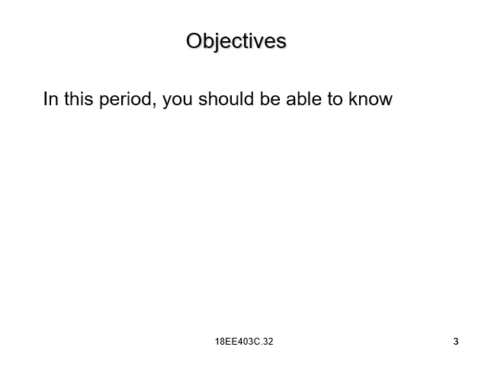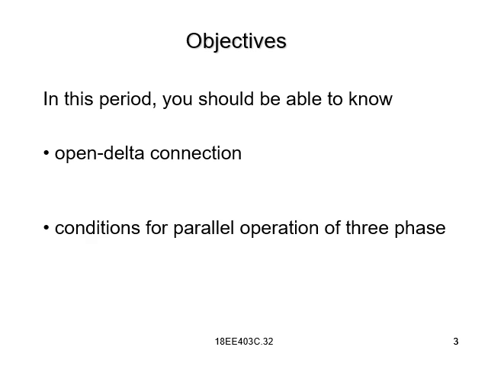So today's objectives are: from this period, you will be able to know about the open delta connection. There are four main connections: star star, delta delta, star delta, and delta star. There is a special connection and another connection, that is open delta connection. And we will also see the conditions for parallel operation of three-phase transformer. So these are the two main topics which we will be going to see in this session.